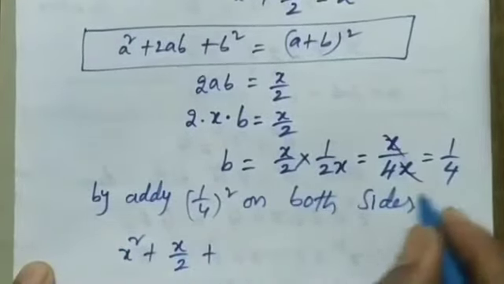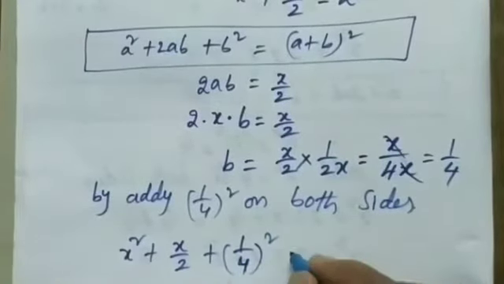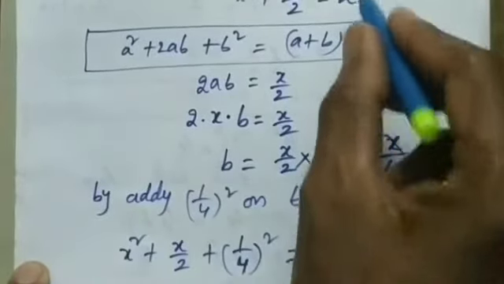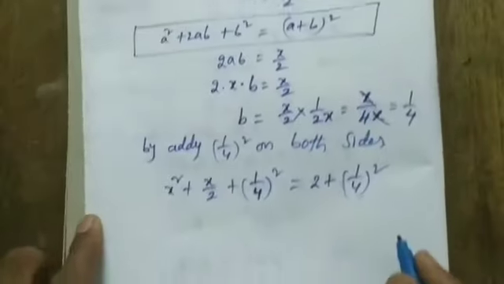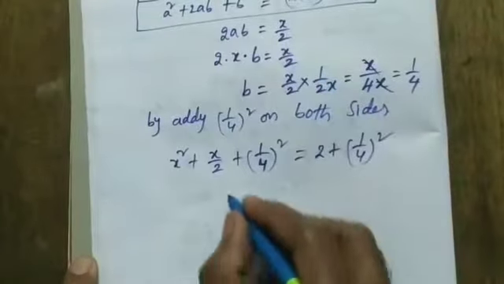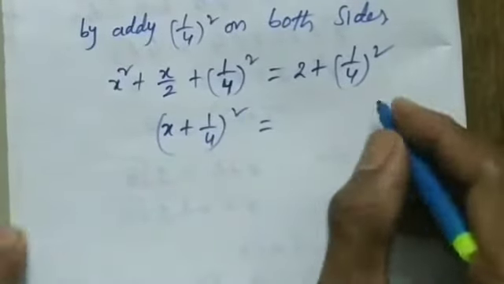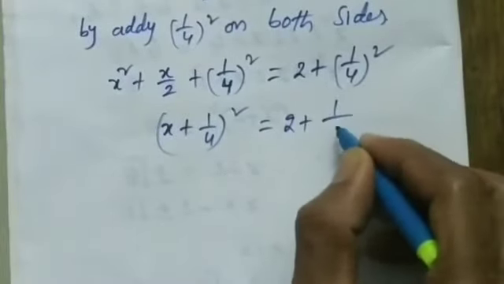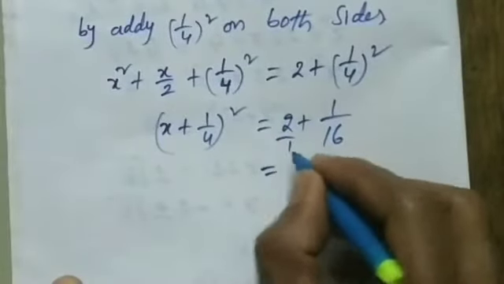Now the equation becomes x square plus x by 2 plus 1 by 4 whole square, and also 2 plus 1 by 4 whole square. So we have added 1 by 4 whole square on both sides. It is a very important step. Now it becomes a perfect square, x plus 1 by 4 whole square. So 1 by 4 whole square means 1 by 16.